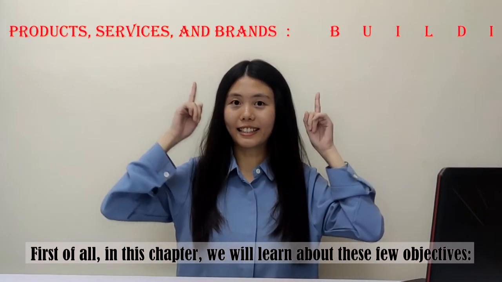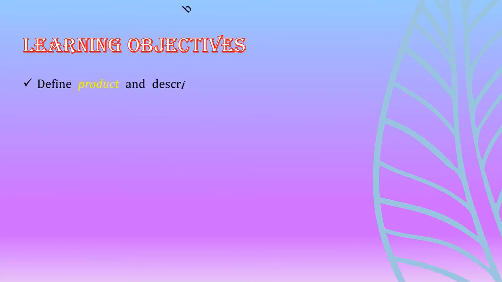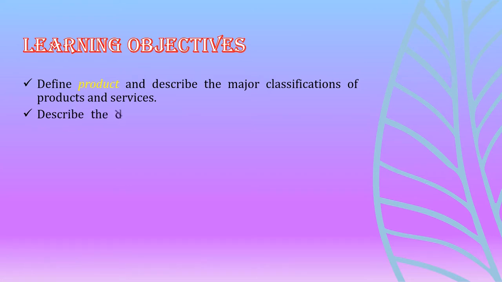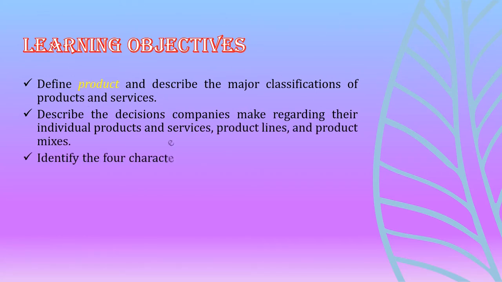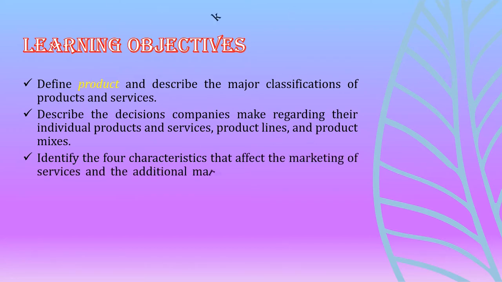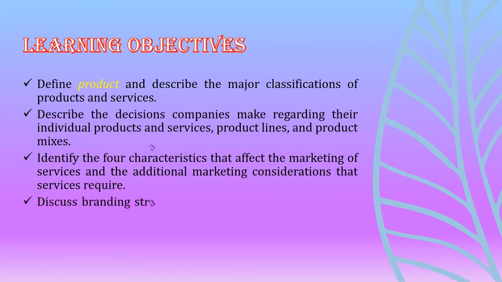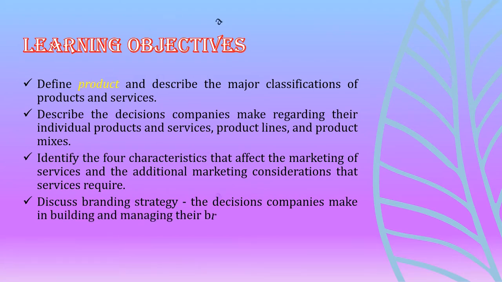First of all, in this chapter, we will learn about these few objectives. First, define product and describe the major classification of products and services. Second, describe the decisions companies make regarding their individual products and services, product lines and product mix. Third, identify the four characteristics that affect the marketing of services and the additional marketing considerations that services require. Fourth, discuss branding strategy about the decisions companies make in building and managing their brands.